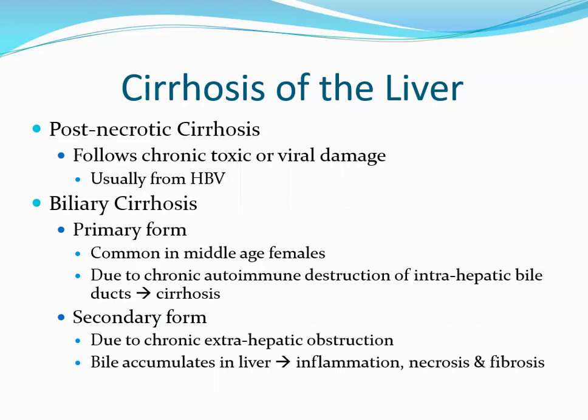And then biliary cirrhosis. There are 2 forms. The primary form is common in middle-aged females. This is due to autoimmune destruction of the intrahepatic bile ducts that then progress to cirrhosis. The secondary form is due to chronic extrahepatic obstruction. This results in the bile accumulating in the liver, resulting in inflammation, necrosis, and fibrosis.